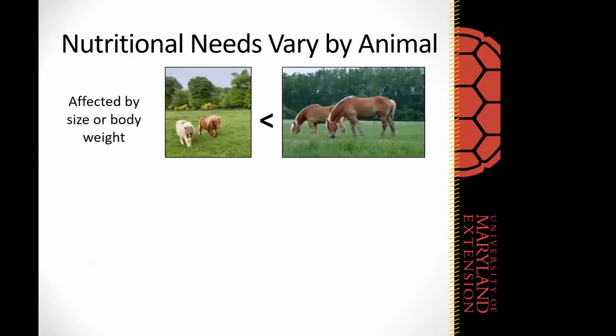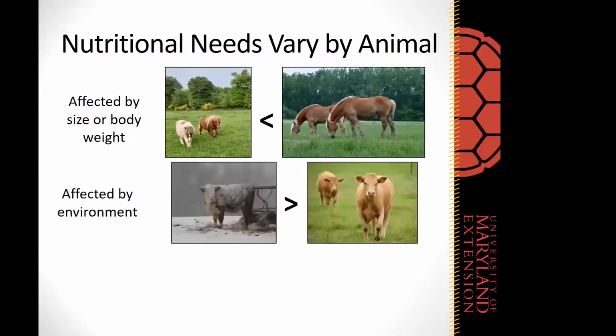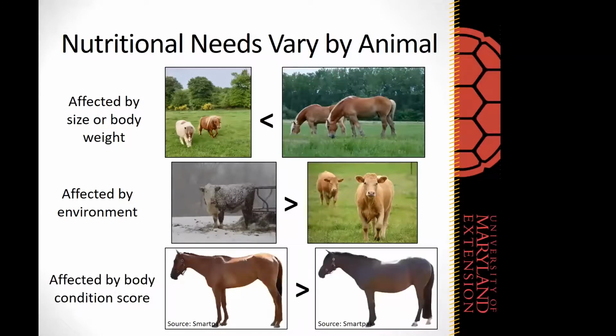It also is affected by size or body weight. The bigger an animal is, the more frame size they have, the more they're going to need to support that frame size and maintain that body condition and that body weight. Environment plays a role. So when it's really cold outside and those animals have to burn a lot of energy to stay warm, that's going to bump up their nutritional needs. And body condition score. If we have an animal that's thin and maybe needs to put on a little bit of weight, they're going to have a higher energy requirement and a higher nutritional need compared to an animal that's already at a perfect body score or a good body score.